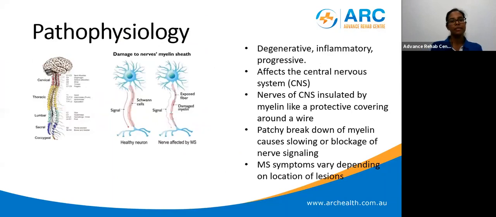Okay, so MS pathophysiology. So basically, as you know, MS is a degenerative progressive neurological condition where it affects the nerves of the central nervous system. So the central nervous system consists of the brain, the cerebellum, the spinal cord, and the part of the brain that connects the brain to the spinal cord known as the brainstem.